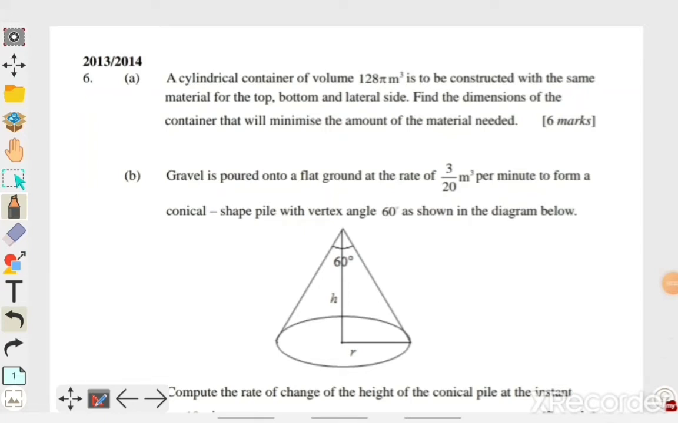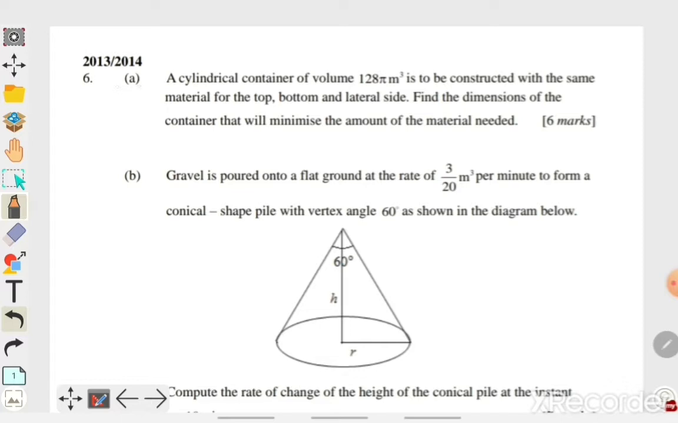Okay, today I would like to discuss past question chapter 10 applications. How to answer this application of differentiation question. First of all, we have to identify or recognize the important methods for this question.